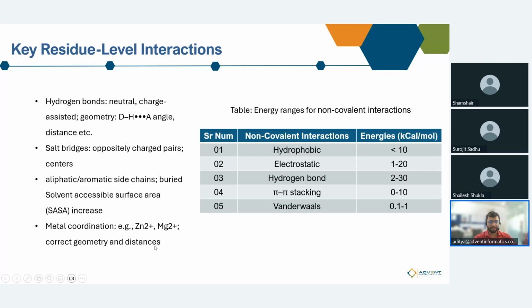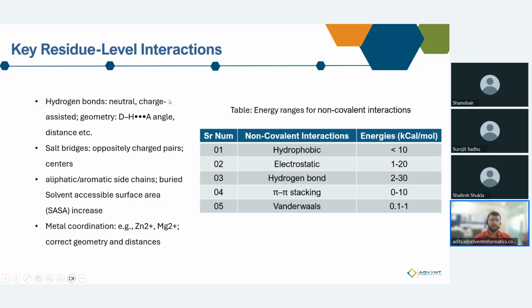Aliphatic or aromatic side chains of your small molecule should be buried very well inside the pocket, and we should understand the buried solvent accessible area, that is SA here. So these are the points where we say the more buried solvent accessible surface area there is, the more binding affinity there is towards that small molecule. Okay, metal coordination: the coordination states, the charges, the geometry, all of these matter when we are considering a pose. Right.